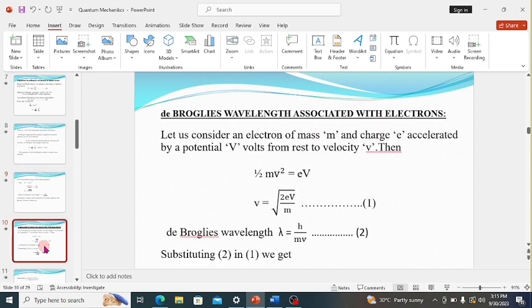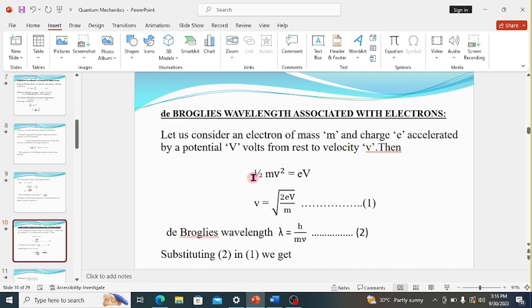Now we are going to calculate de Broglie's wavelength associated only with electrons. Let us consider an electron which is having mass m and charge e, which is accelerated by a potential V volts from rest. So actually the electron is at rest. If we give a certain voltage V volts, then it is moving with velocity v. So a moving particle always has kinetic energy.